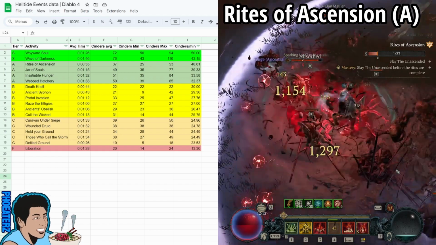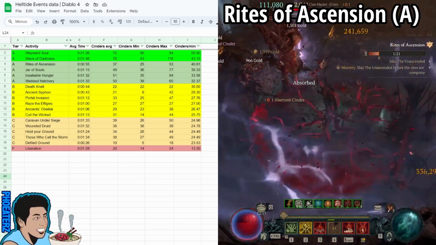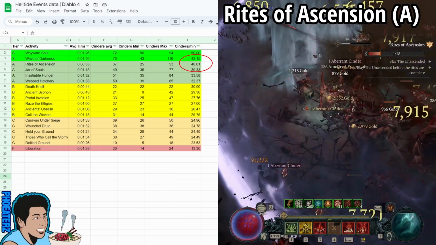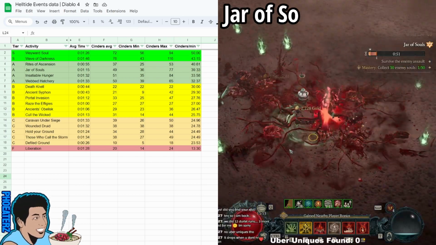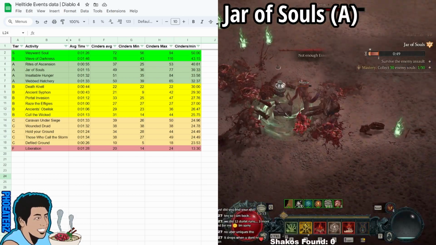Rites of Ascension is surprisingly good even though you're running around the dome to kill the goatmen that shield the main mob. 40 cinders a minute is not bad. Jar of Souls is good, but doing it with others can hurt you a little bit.